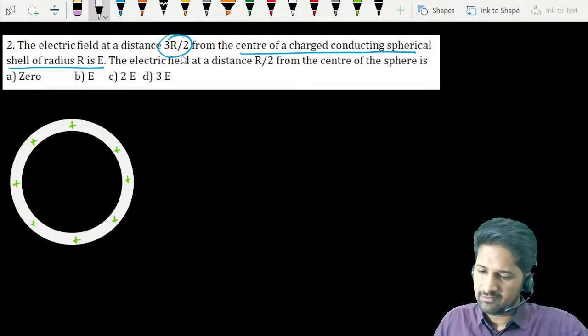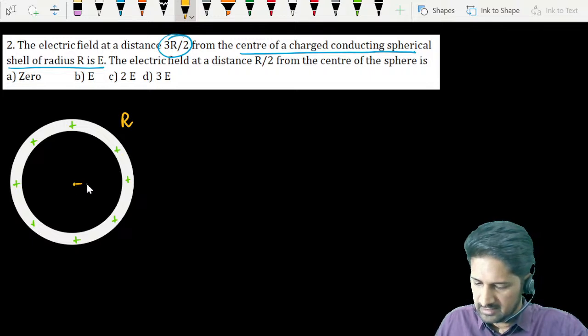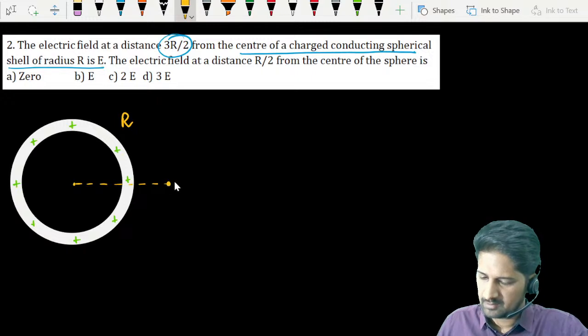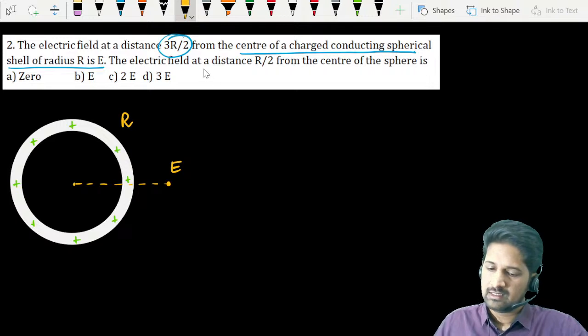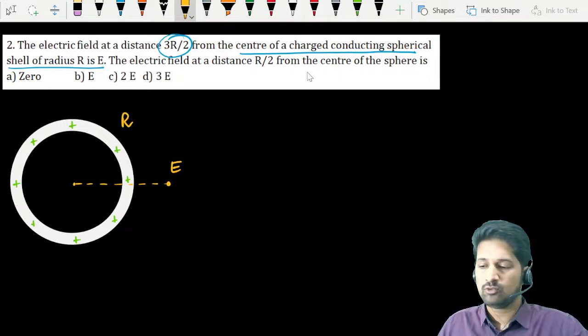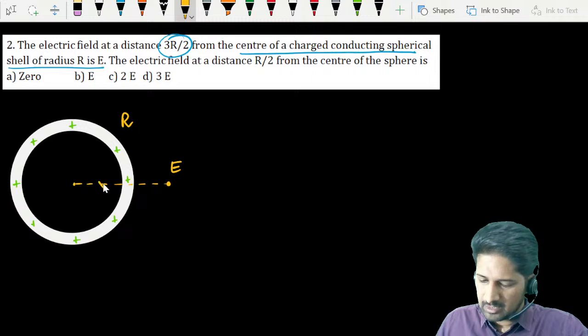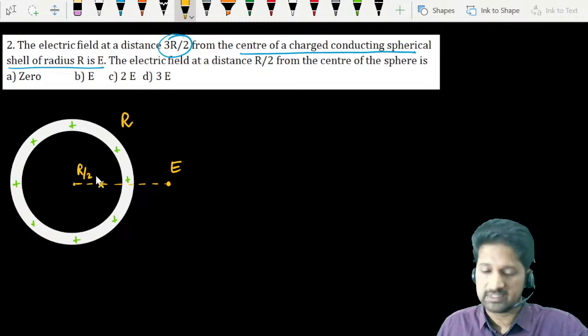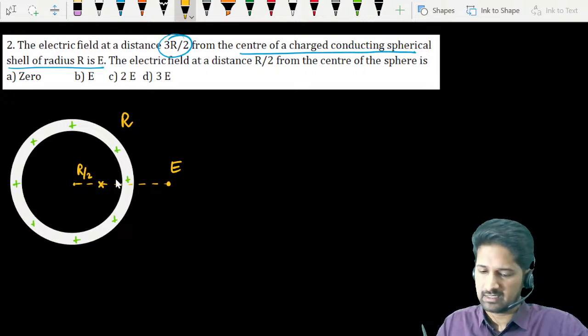They are saying the electric field at a distance 3r by 2 from its center is E. Now its radius is r. Then 3r by 2 is 1.5 times r. That will be outside the shell, maybe somewhere here. The electric field at this point is given as E. They are asking how much is the electric field at a distance r by 2 from the center of the sphere. This is an easy question actually. Now you consider a point at a distance r by 2 from the center of the sphere. That point will be inside the sphere, because the radius is r.